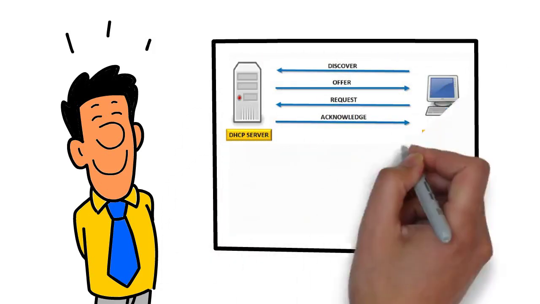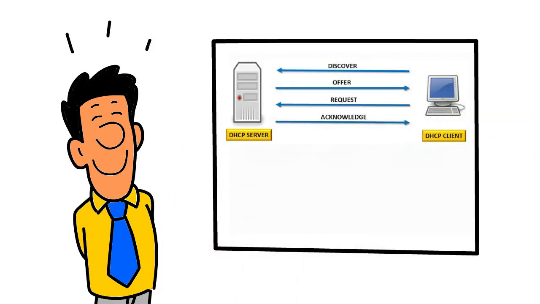The magic of DHCP is in its 4-step handshake. Remember with the acronym DORA. First, discover. When a device connects, it broadcasts a message: Is there a DHCP server out there? Second, offer. The server replies, yes, here's an available IP address you can use. Third, request. The device responds, I'd like to use that address, please. Finally, acknowledge. The server confirms, great, it's now officially yours.